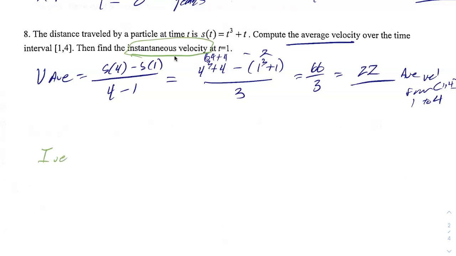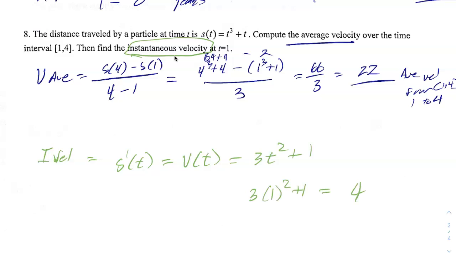Instantaneous velocity, that's just the derivative. And the derivative would be 3t squared plus 1, and then you plug in 1, which should give me 4. So that's the instantaneous velocity at t equals 1. So there you go, right? Average velocity is slope, instantaneous velocity is the derivative.